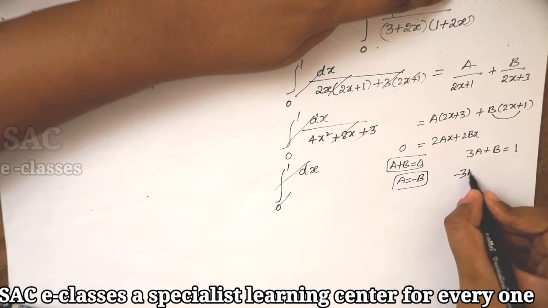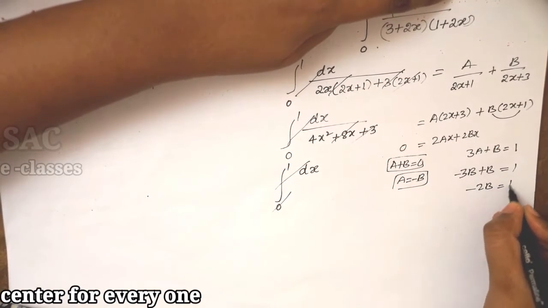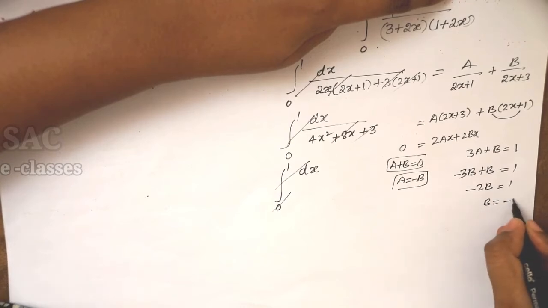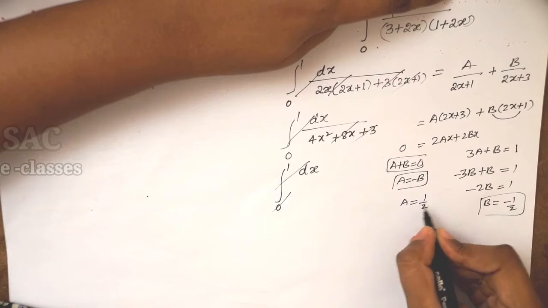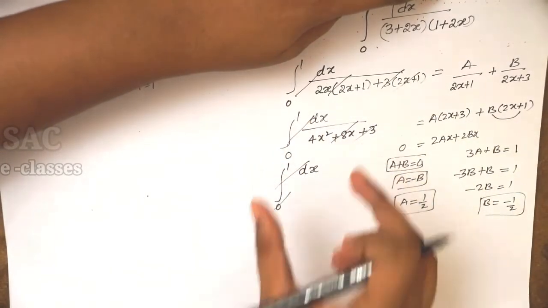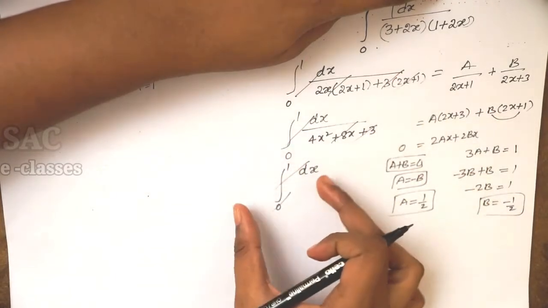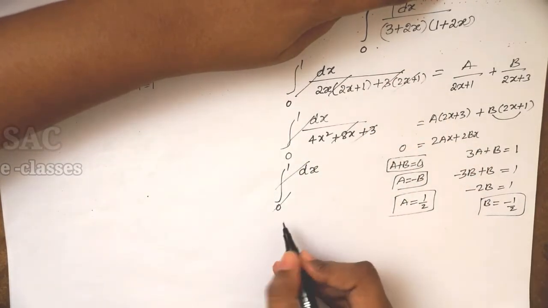So minus 3b plus b is equal to 1. Minus 2b equals 1. So b equals minus 1 by 2. In the same way, a equals 1 by 2. Even by the completing square method you'll get it, but completing the square will take you much more time. That is why we are doing it with the partial fraction method.